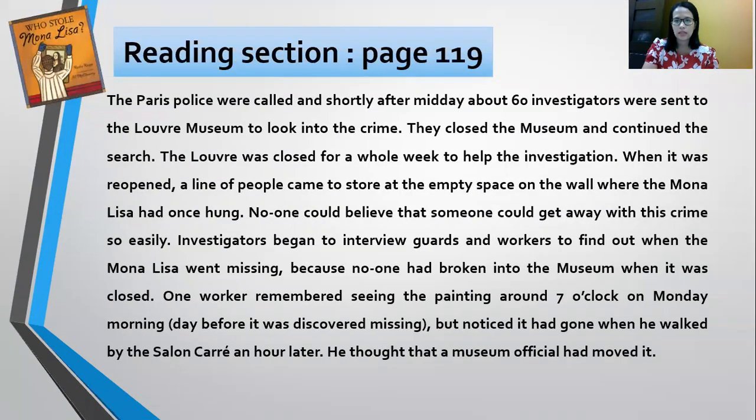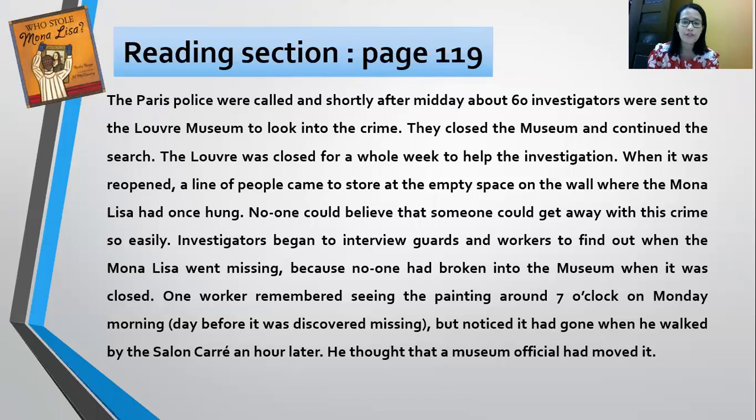Okay, now move to page 119. The Paris police were called, and shortly after midday, about 60 investigators were sent to the Louvre Museum to look into the crime. They closed the museum and continued the search. The Louvre was closed for a whole week, remember, for a whole week to help the investigation. When it was reopened, a line of people came to stare at the empty space on the wall where the Mona Lisa had once hung. No one could believe that someone could get away with this crime so easily.